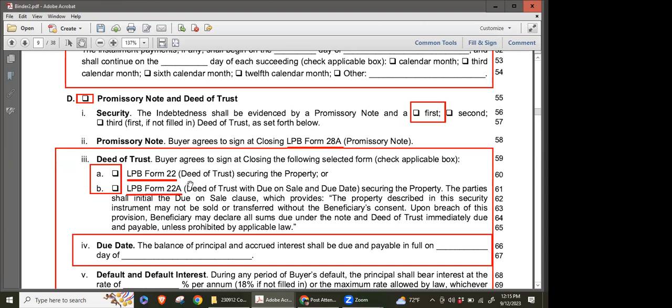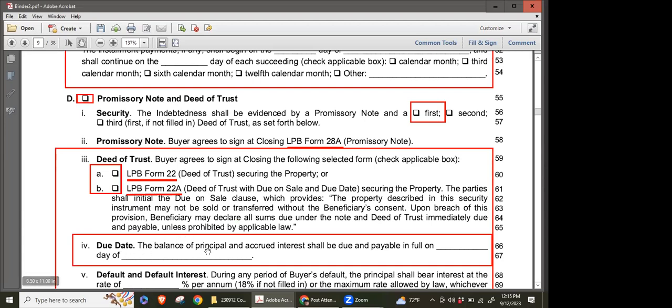The reason that's important to know is that the majority of the time, down here, you're going to choose B, and that's going to be a form 22A. What that has in addition to what was 1 or A is a due on sale. So if I'm financing my property and I'm selling it to Chris, if he wants to sell it, I want to be paid first. That's what that 22A means. That's why the majority of the time we're going to use that. As a matter of fact, I don't think I've ever used anything but B, in the form 22A.